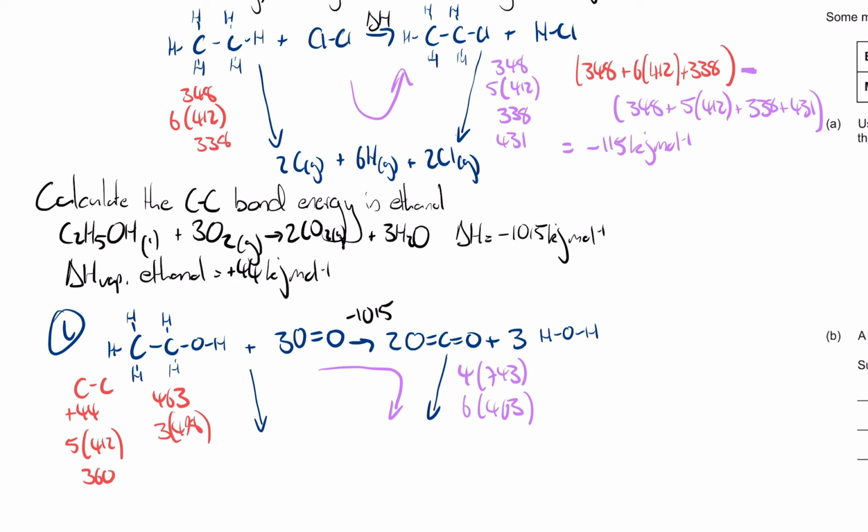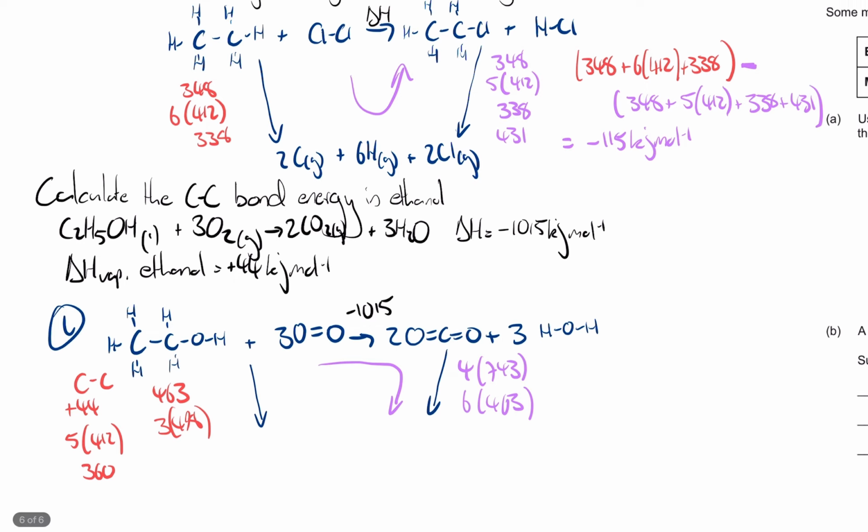Now, let's plug everything in. So we've got our CC, and I'll put everything else in brackets for now. So we've got plus 44, plus 5 lots of 412, plus 360, plus 463, plus 3 lots of 498, all in brackets, equals. And that will equal all of this, right?